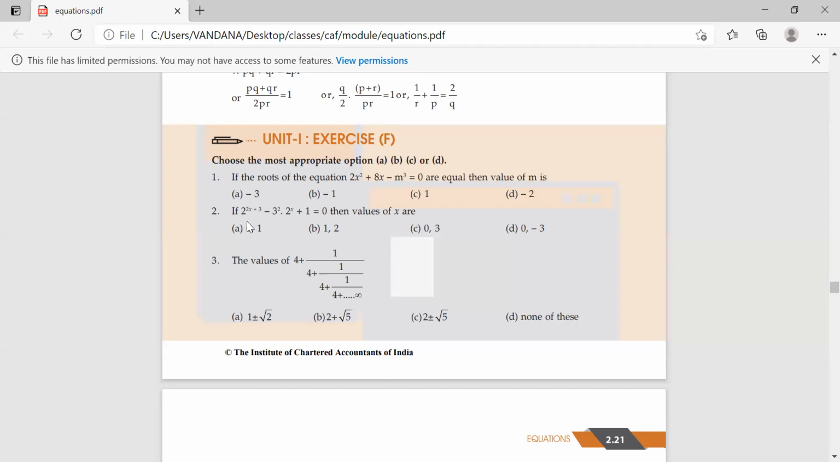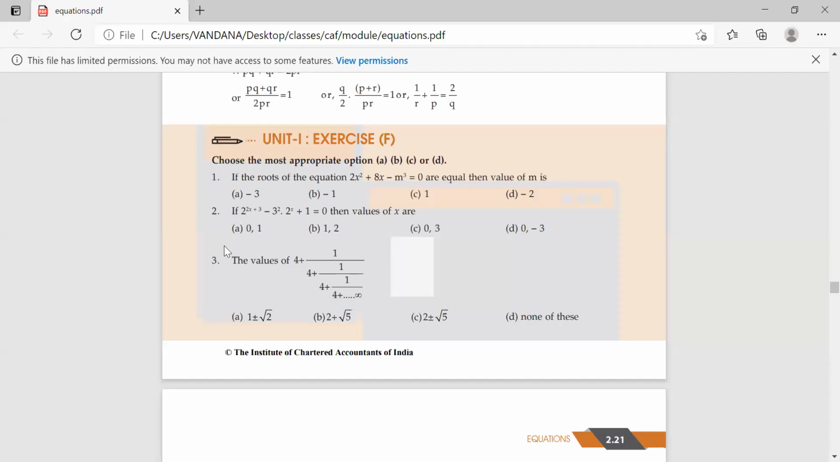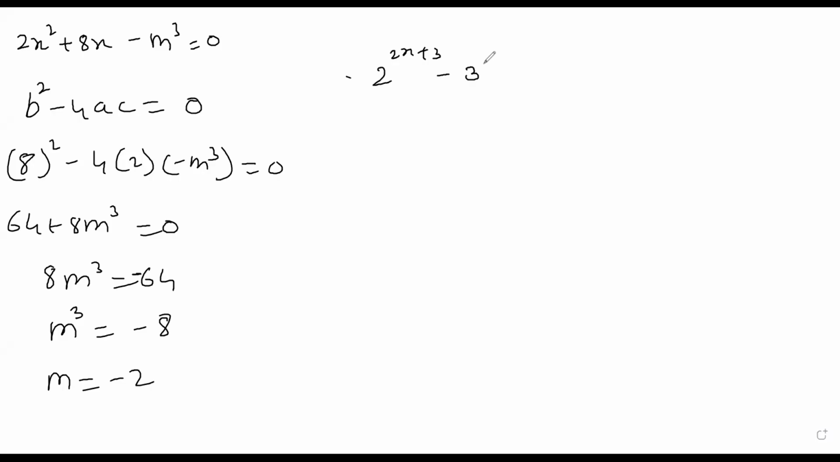Now next: 2 raised to 2x plus 3 minus 3 square into 2 raised to x plus 1 is equals to 0. Find the value of x. This will be 2 raised to 2x into 2 raised to 3, rules of indices, minus 3 square into 2 raised to x plus 1 is equals to 0.